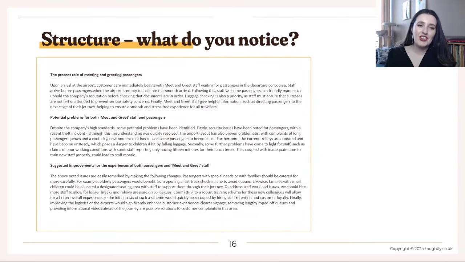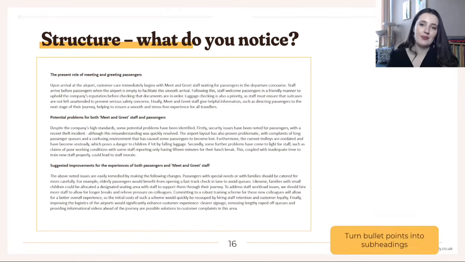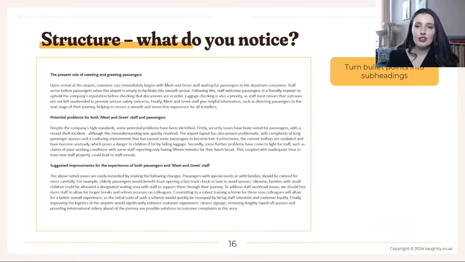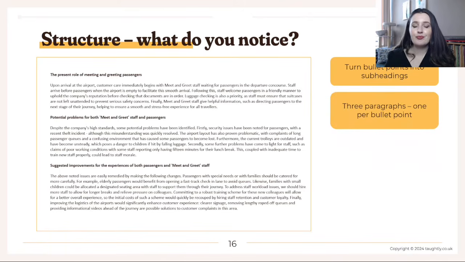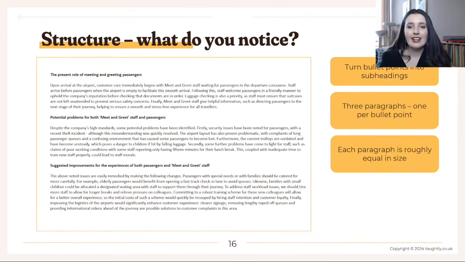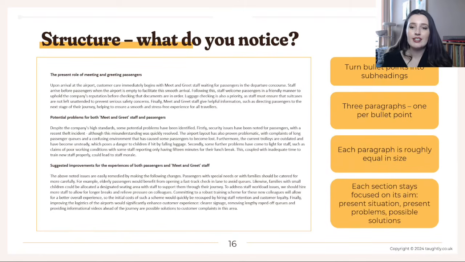Firstly then, with the structure, take a look at it here. You don't need to read it. The point is that you can see the way that it looks on the page. So you can turn the 3 bullet points into subheadings here. You can see that each paragraph has got a subheading and then underneath it the relevant information. You should have 3 paragraphs, 1 per bullet point, and each paragraph should be roughly equal in size.